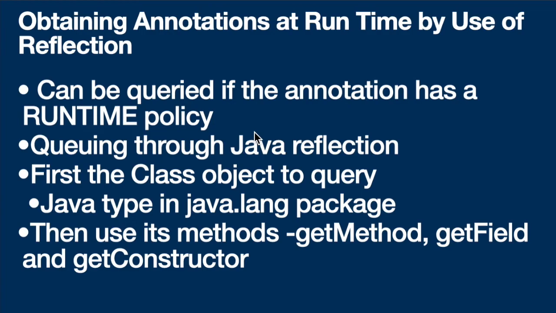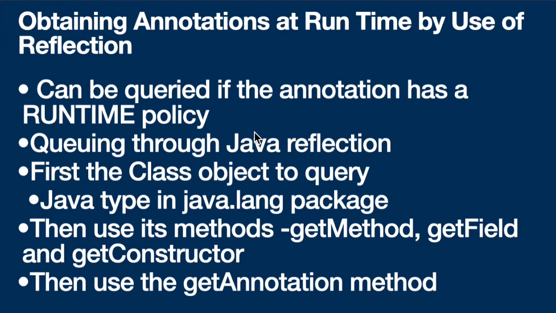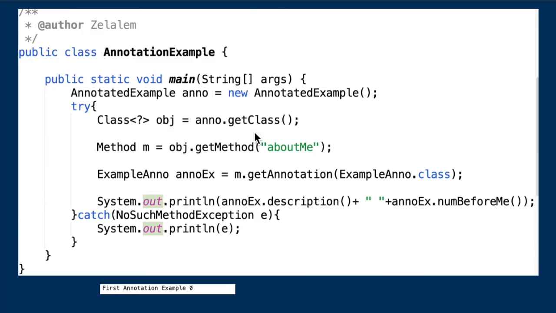If we are trying to query the annotation for a specific type, we will have to get these values. The Class object has methods called getMethod, getConstructor, and getField, and they return classes like Method, Field, or Constructor. These have a method called getAnnotation. So we will use the getAnnotation method of these classes and get the annotation. This is how we implement the querying of annotations during runtime.